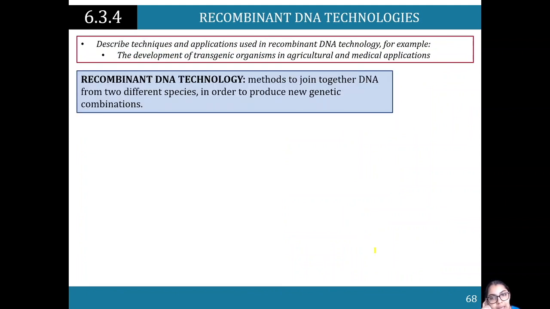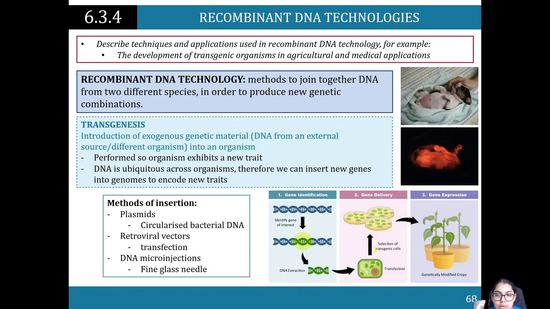Okay, recombinant DNA technologies. This is a method to join together DNA from two different species in order to produce new genetic combinations. Transgenesis is the process through which we introduce exogenous genetic material, which is material from outside the organism, into another organism, so that the organism can exhibit a new trait. And remember, DNA is ubiquitous, it's the same across organisms, so we can insert new genes into genomes.